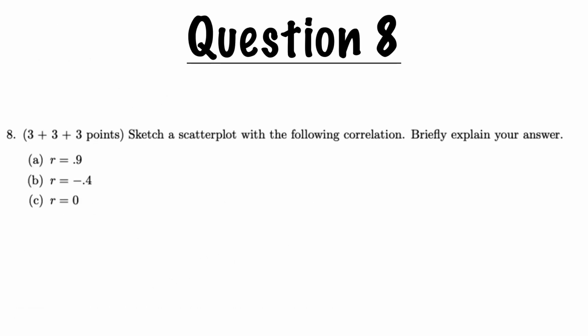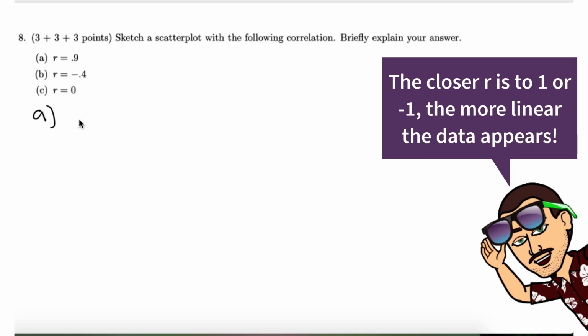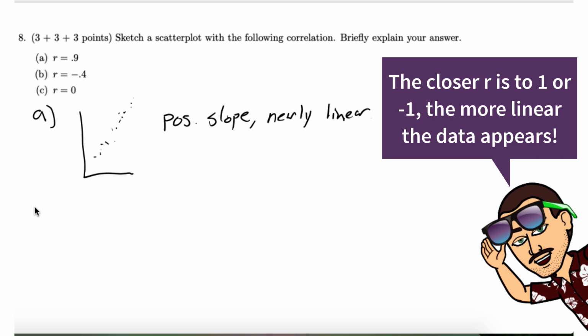Question 8. Sketch a scatter plot with the following correlation. Briefly explain your answer. A. R equals 0.9. B. R equals negative 0.4. And C. R equals 0. This one's really straightforward, so let's just start by drawing out a scatter plot. R equals 0.9, so our slope should be positive, and all of the points should nearly lie on a line, right? If it was R equals 1, it would be perfectly on a line. 0.9 means it's close to on a line, but not exactly. So we need a positive slope, nearly linear.